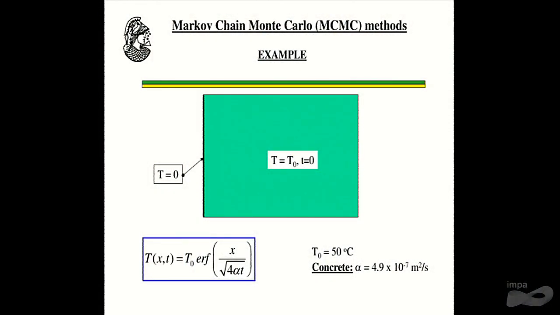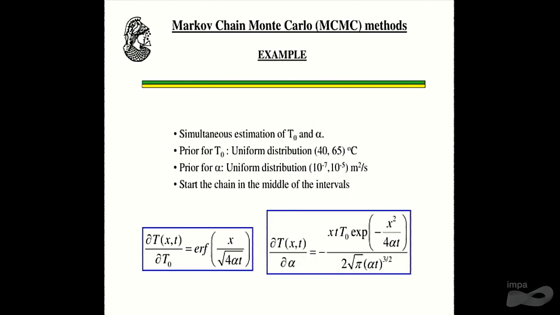Okay, so this example is like heat conduction in a semi-infinite medium. It's initially at the uniform temperature T0, and then for times larger than 0, we keep this surface at x equals 0 at the 0 temperature. So it's a very simple analytical solution in terms of the error function. And then we have 2 parameters here. The parameters are T0 and alpha. So let's say for this example that T0 is 50 centigrades and alpha is given by this value which corresponds to concrete. Okay, so we think about simultaneous estimation of T0 and alpha.